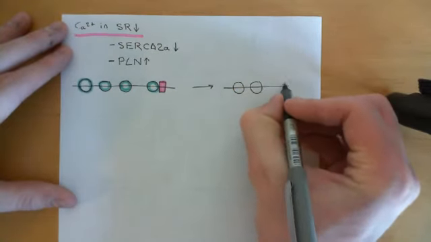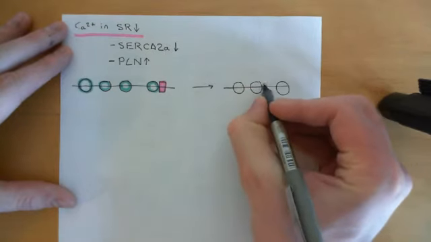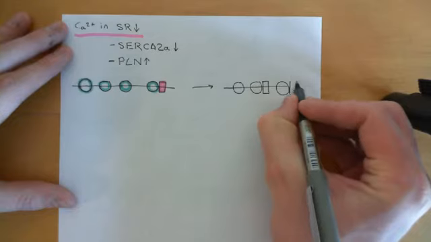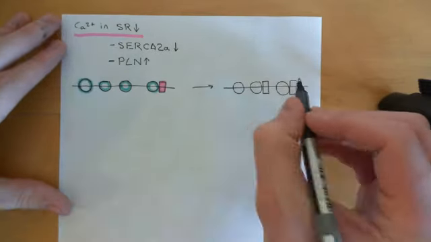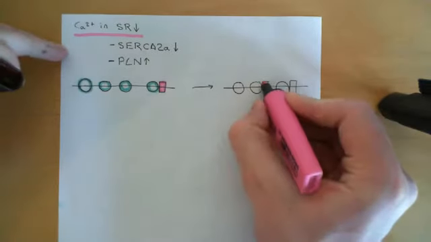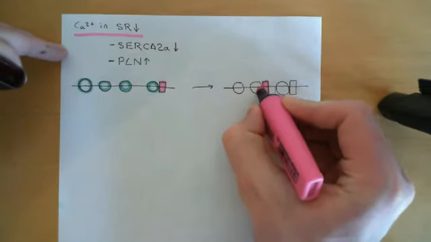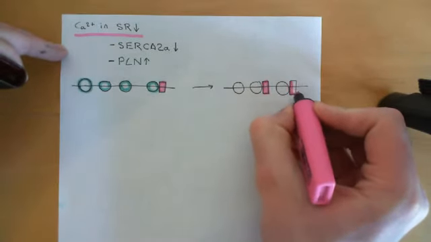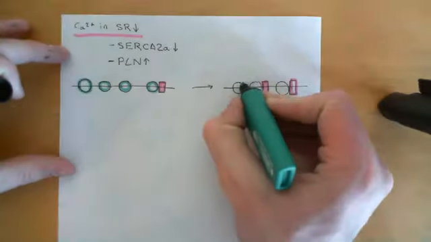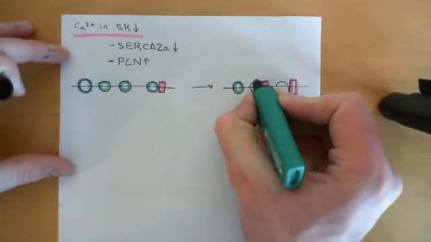So we've decreased our absolute number of SERCA2As, but we've also increased the amount of phospholamban, and therefore we've increased the fraction of the SERCA2As that are going to have phospholamban bound to them. Now you can see that I've got 2/3 of the SERCA2As here bound to phospholamban. That's just a number that I've made up off the top of my head. I don't know what the actual numbers are. This is just to get the point across.